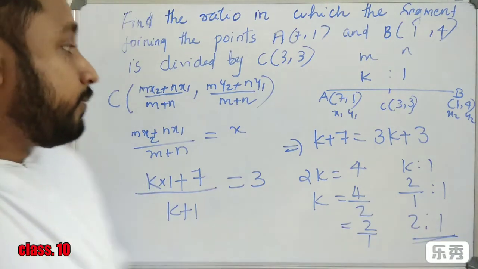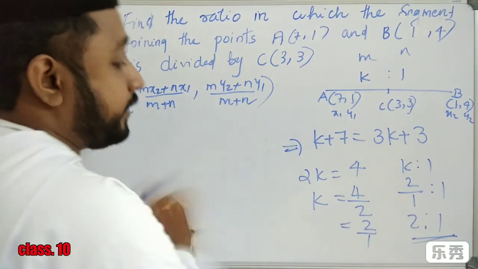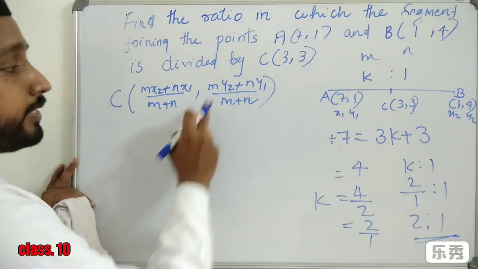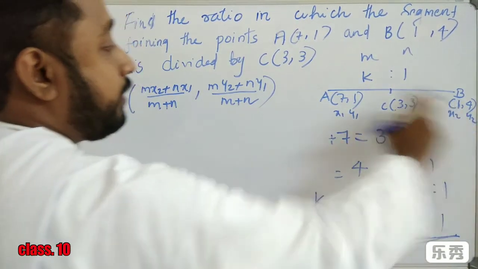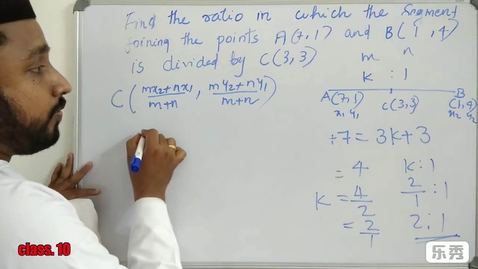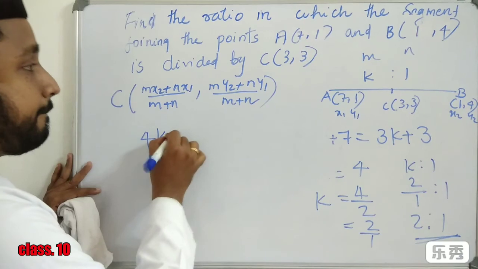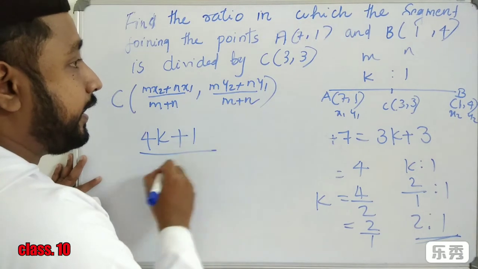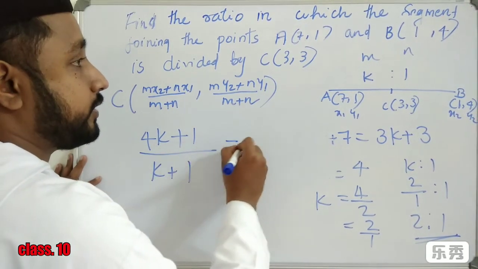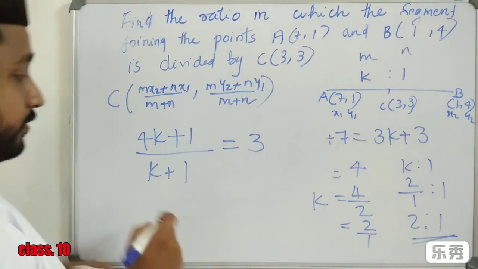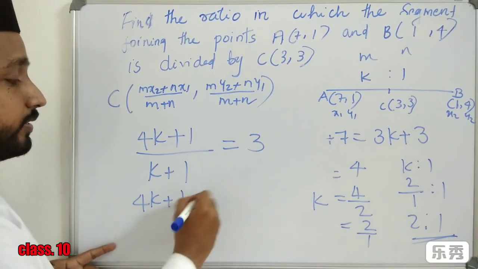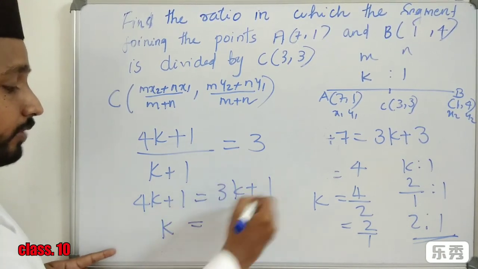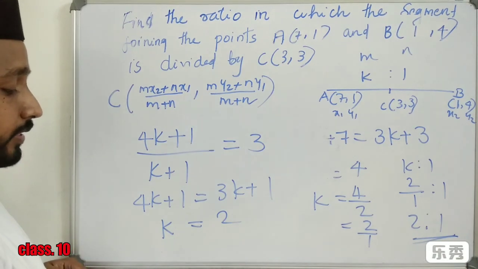Another way we can do the same problem is by taking y coordinates. That is (my2 plus ny1) by (m plus n), which is equal to 3. My2 means here 4, m is k, so 4k plus n into 1, n is 1, so 1, divided by m plus n, that is k plus 1, which is equal to 3, since y is 3. So 4k plus 1 is equal to 3k plus 3, so k is equal to 2.